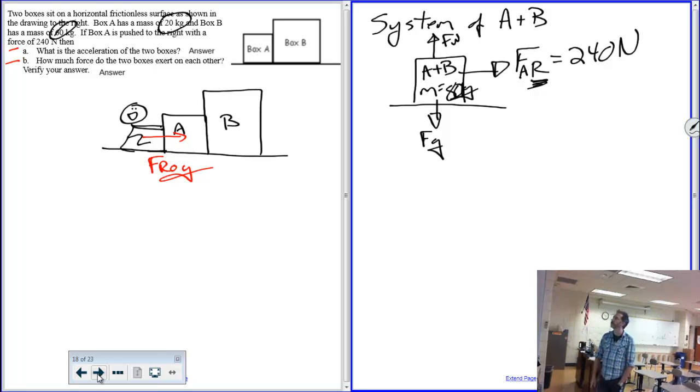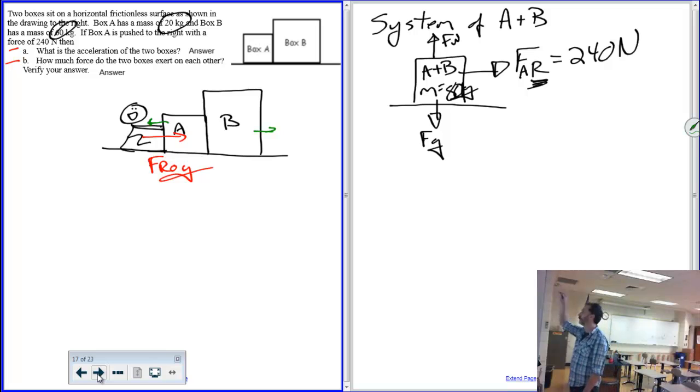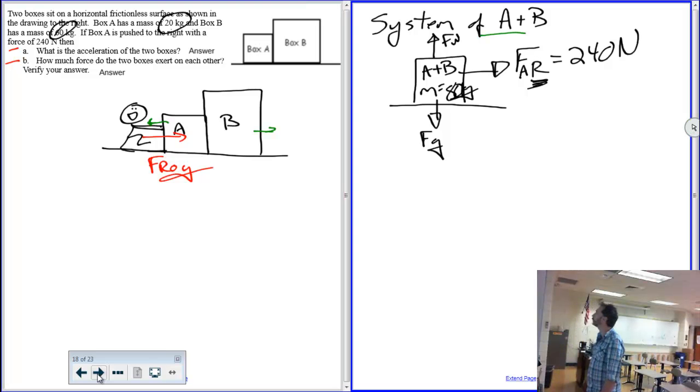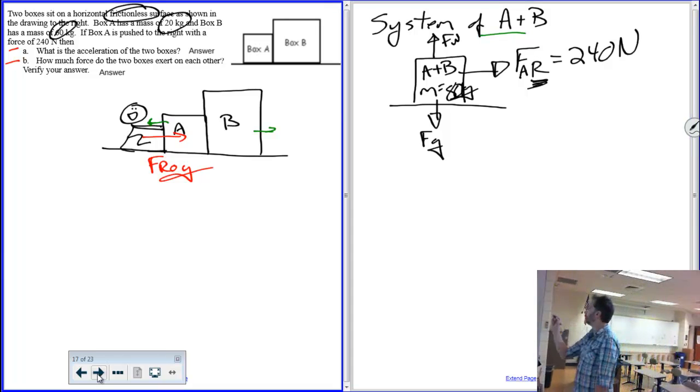Okay? So, in this interaction, notice A is going to push B, right? And B is going to push A, but those are both internal forces for this system here. Okay? So I think that's it. I think those are my only forces. The problem tells you that it's frictionless, so you don't need to worry about friction, so I think that's it.